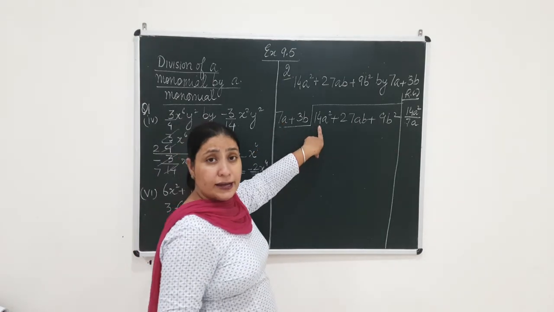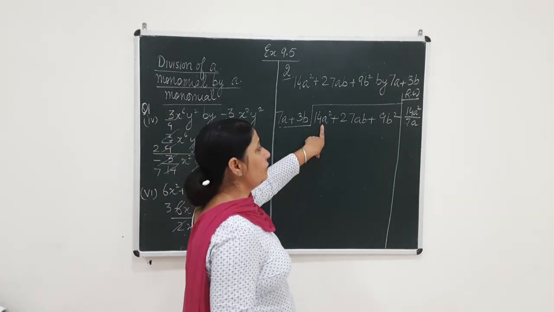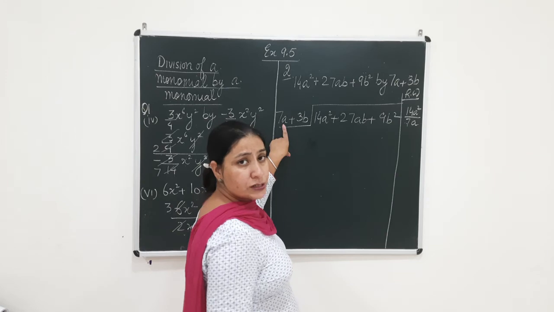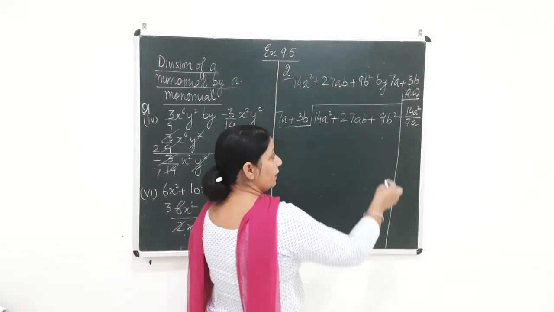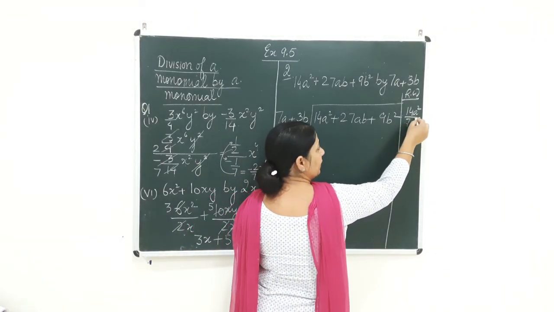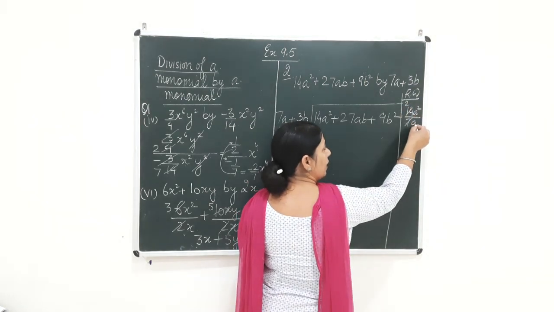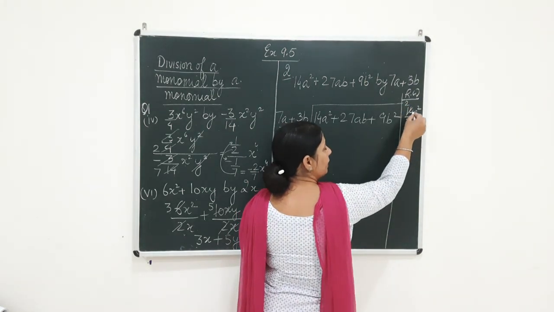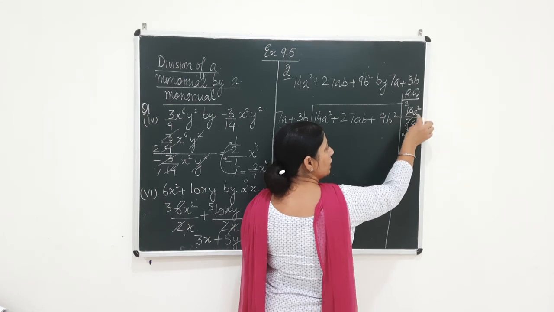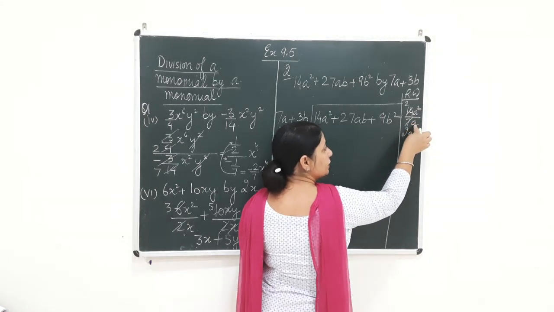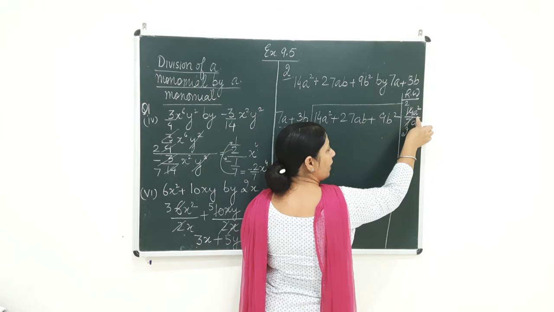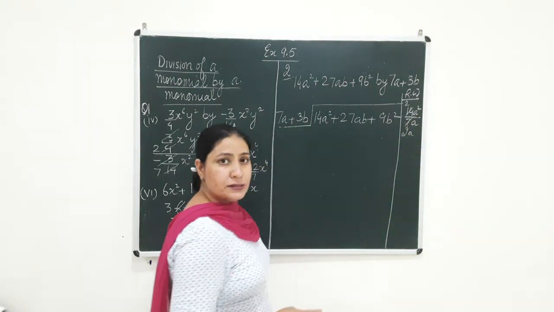What I am dividing, again I repeat, the first term of the dividend divided by the first term of the divisor. Now when you divide 14a square with 7a, then 7 2s are 14, a square and a, out of this a square and a, you will be left with only a because a's power here is 2, a's power here is 1 and because of the divide, the power will get subtracted.